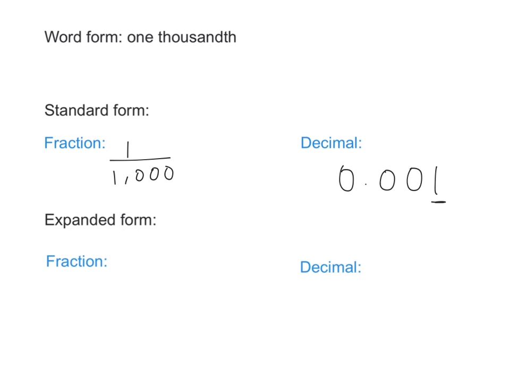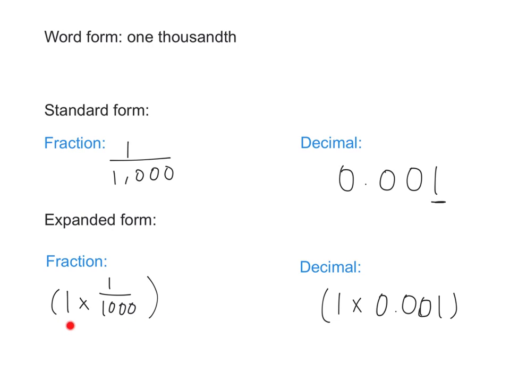Now, challenge yourself. How could you write the expanded form using fractions and then using decimals? What digit do I have? What's the number I have? 1. And what place value is it in? The thousandths, right? So you can see here that we can write the expanded form using a fraction as well as using a decimal. It means the same thing, but I want you to be able to do both, okay?